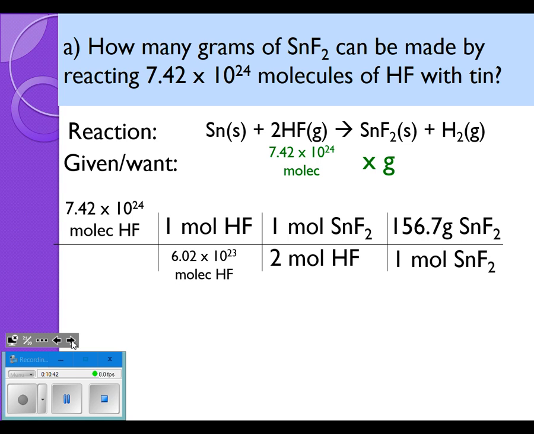Remember, when you have times 10 on a calculator, you're going to use an EE button, which is right on our calculators in class. It's right next to the letter A, and that stands for times 10. And you would end up with an answer of 966 grams of SnF2. So this is just doing it a different way because we didn't start with grams. We started with representative particles, but we still did the same steps.